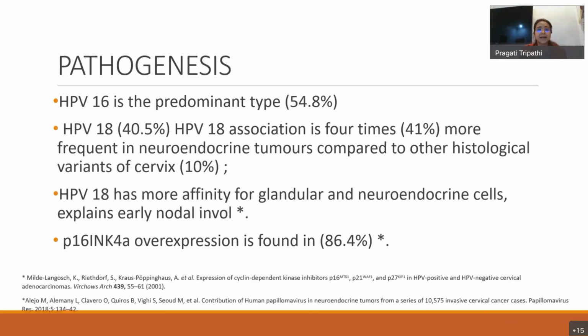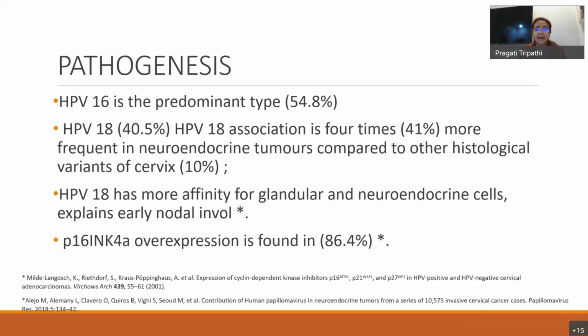The pathogenesis: like squamous cell carcinomas, neuroendocrine cervical cancers also share HPV infection as a cause. We have seen that in 86% of the cases, HPV association is there. Of them, 98% have a single HPV DNA type. The most predominant ones are HPV 16 and 18. HPV 16 is found in 54% of cases and 18 in 40% of the cases. Here we see that HPV 18 is 4 times more prevalent than in squamous cell carcinoma.